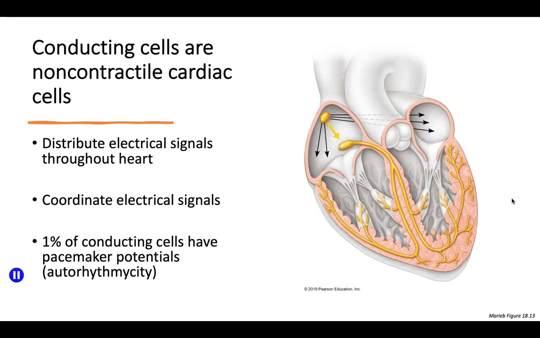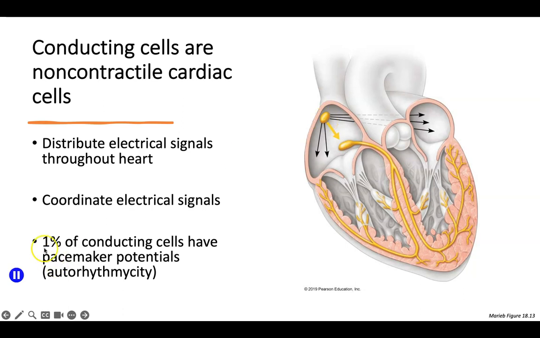Now let's look at the conducting cells. These are non-contractile, so they don't actually contract, but they do distribute electrical signals throughout the heart, hence they conduct. They can be called conducting or conduction cells, and you can see them here in yellow moving through this pink myocardium. So the yellow is the pathways of the cardiac conducting cells. These cells are going to coordinate electrical signals.